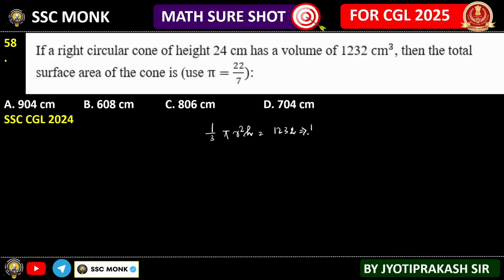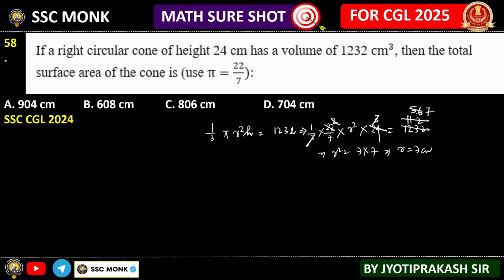Now 1 by 3 into pi, 22 by 7, into radius unknown, into height 24 is equal to 1232. 11 2s are 22, 11 1s are 11, 11 1s are 11, 11 2s are 22. Clear? 2 5s are 10, 2 6s are 12, 8 3s are 24, 8 7s are 56, 3 3 gone. R square is equal to, this 7 will come to this side, 7 into 7. So the value of R is equal to 7 centimeters.